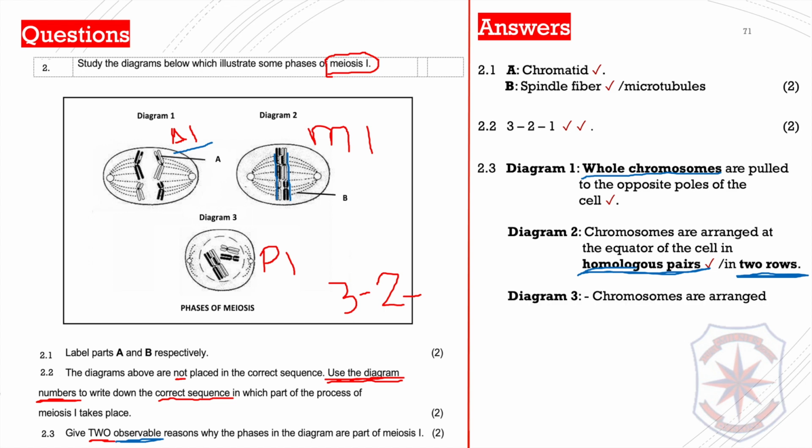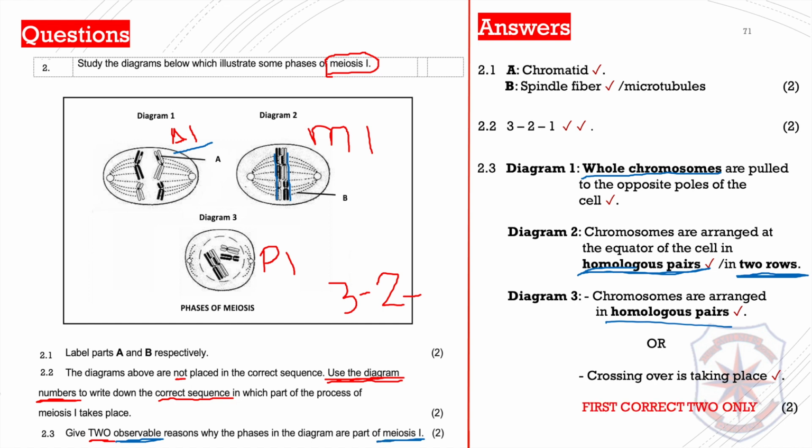Like we said earlier, chromosomes are arranged in homologous pairs, or there's one additional thing that we can see there. Crossing over is taking place. Right? So that's why we can confidently say, diagram 1, diagram 2, diagram 3, what can we identify in each diagram to confidently say that this is the process of meiosis 1? Okay? But we only answer 2, the first 2 that are correct.